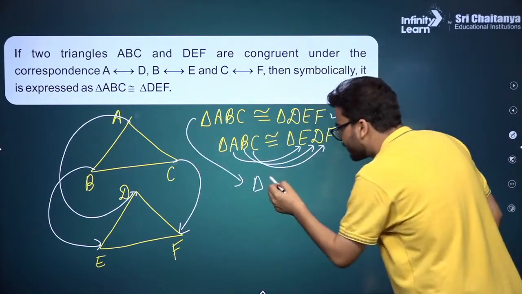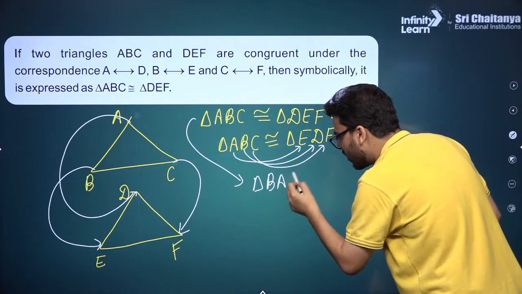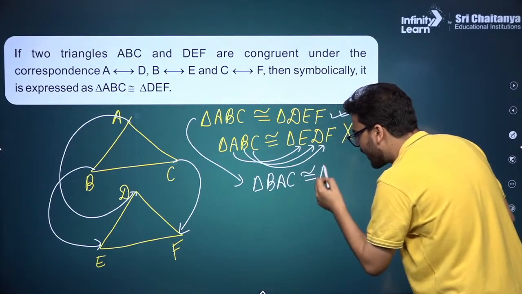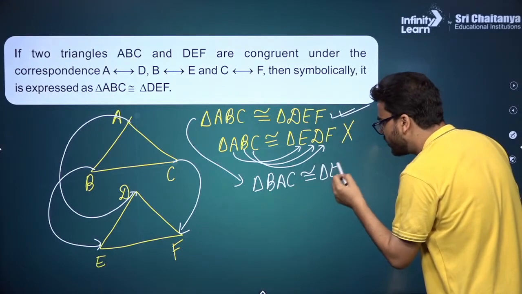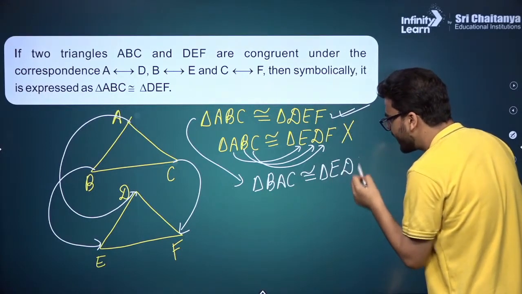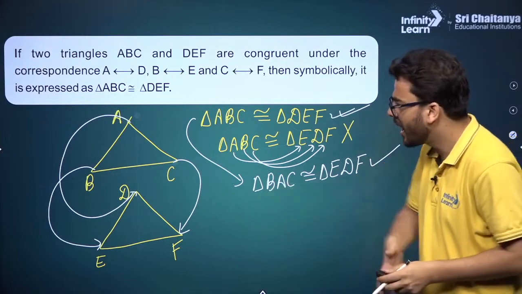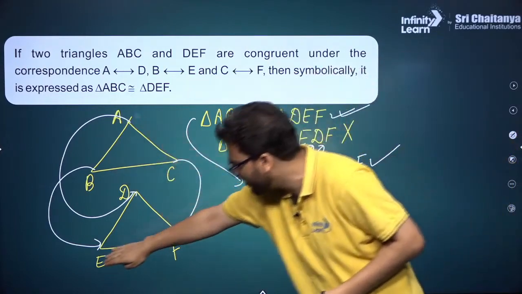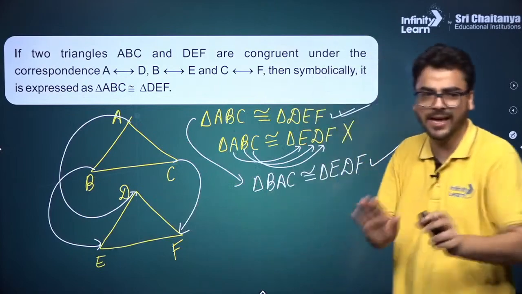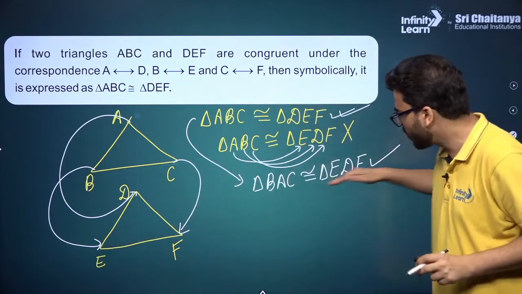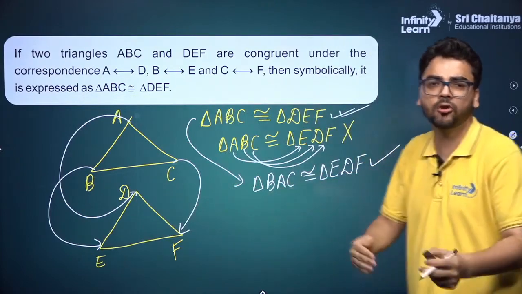Suppose I am writing BAC congruent to triangle EDF. Can I do like this? Tell me. This statement is true because you are doing changes correspondingly over there. I can write BAC congruent to EDF. That is correct. I can do corresponding changes in the names of both of those triangles.